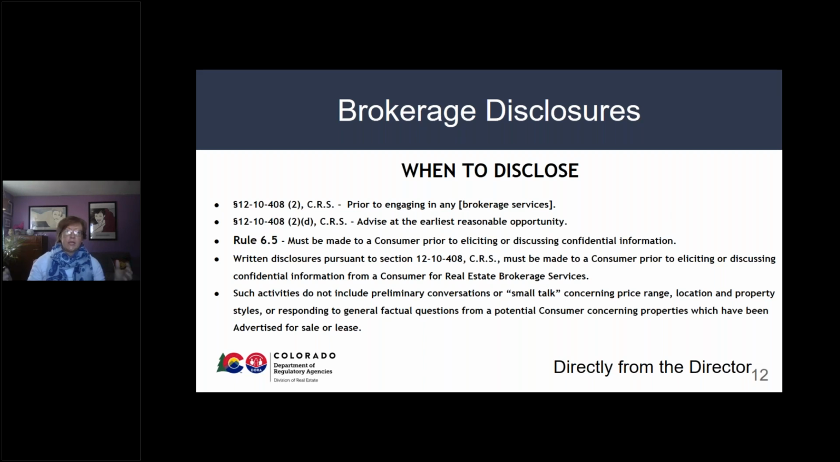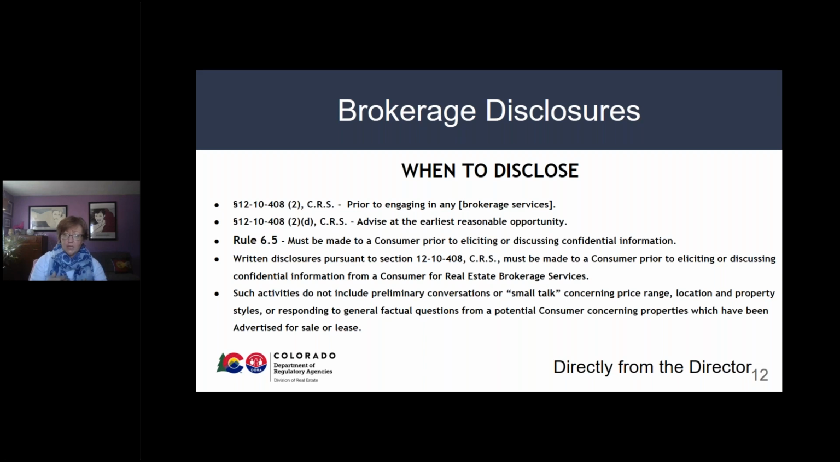If it's got acreage, can I have horses? Well, that's not confidential information, so that doesn't trigger the need for me to do a brokerage disclosure to them. What is going to trigger that disclosure is if they start disclosing to me, you know, this is how much of a loan I qualify for, this is my motivation for buying. Before they start disclosing that, that's when I need to do the brokerage disclosure.